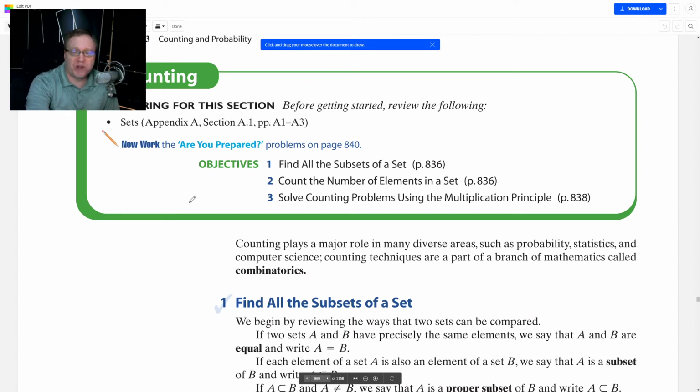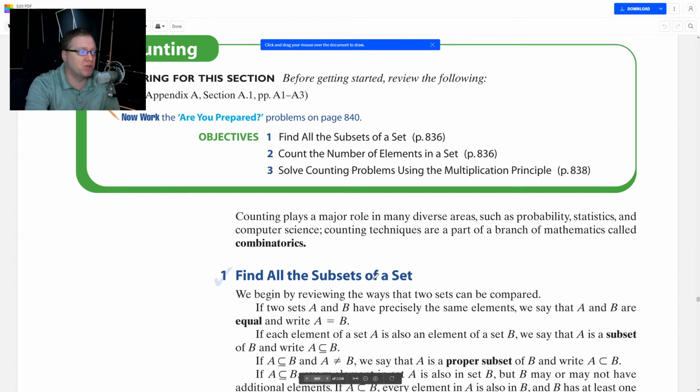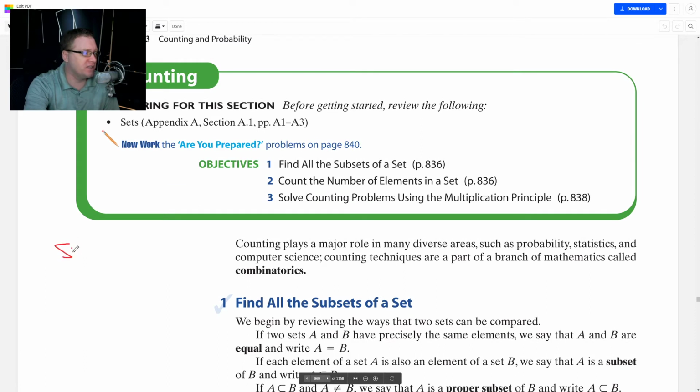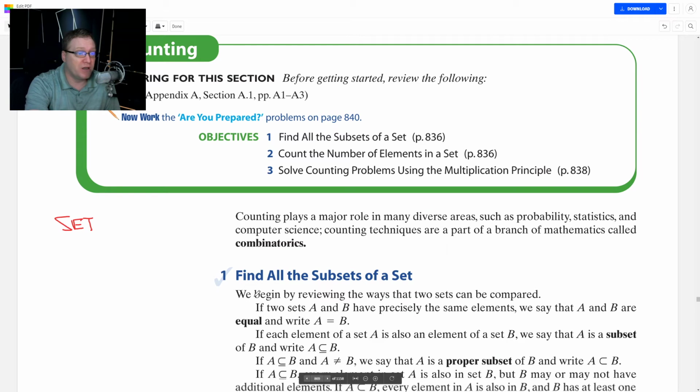So when we're counting, we are going to be counting the number of things in some set. All right. So we use this word called set, S-E-T. All right. And a set is just basically a group of things. It could be a group of numbers or items or anything like that. And we're going to be counting how many things are in a specific set.